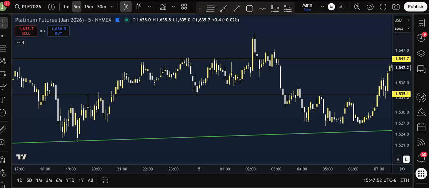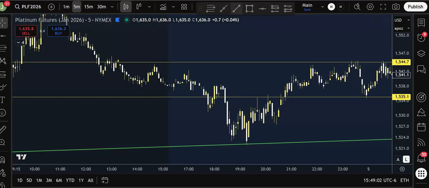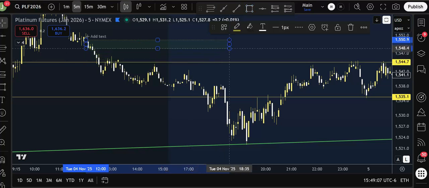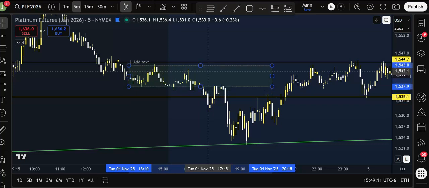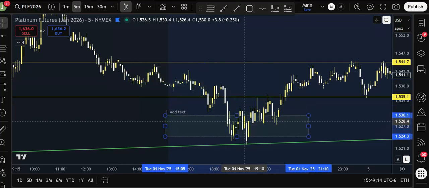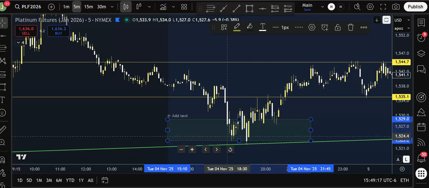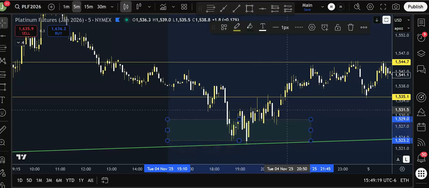Here we are in platinum. This is on a 5-minute chart. And it's very easy to get caught up in a consolidation, especially if you've been looking at this area right here that is lower lows and continuing with this bearish trend, right? And then we have like a bullish divergence there, and then it comes back up.